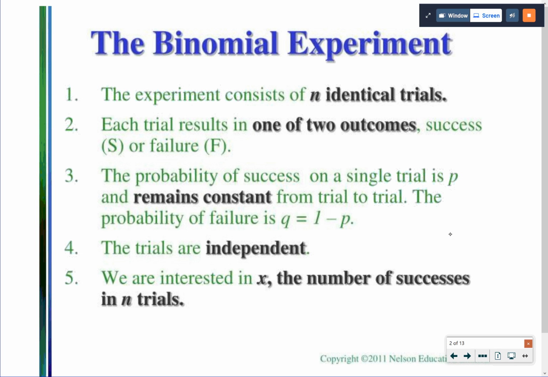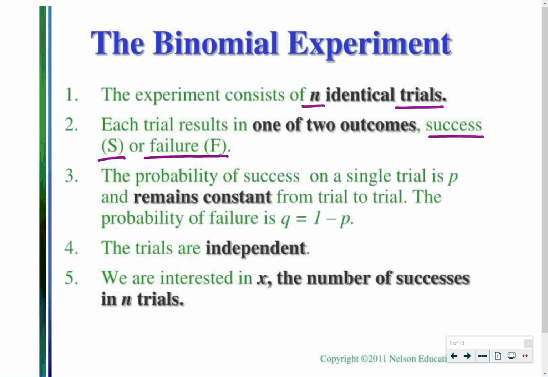So a binomial experiment, first of all, has n trials in the experiment. And each trial will either be a success, which we're going to use an S to represent, or a failure. So we're looking for one thing to happen and one thing to happen only. If that one thing happens, it's a success. If it does not happen, it is a failure.